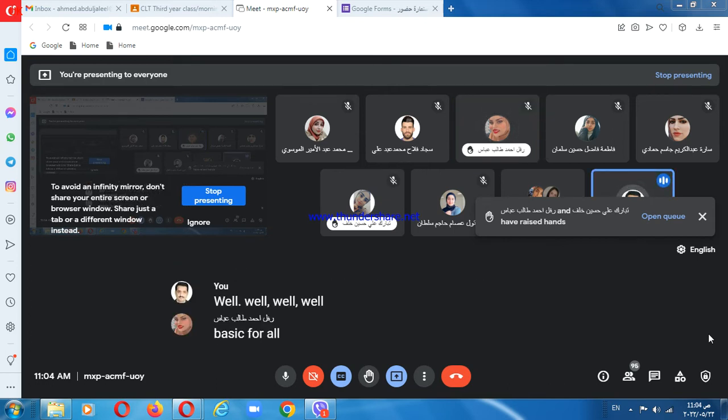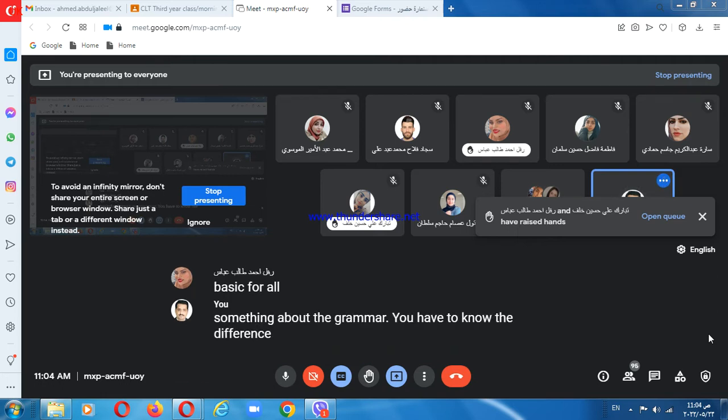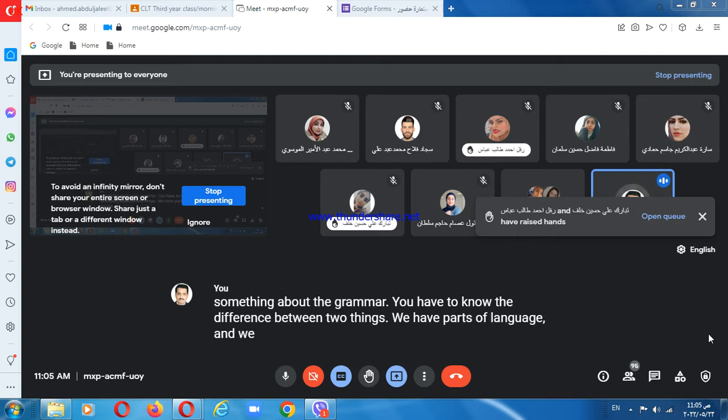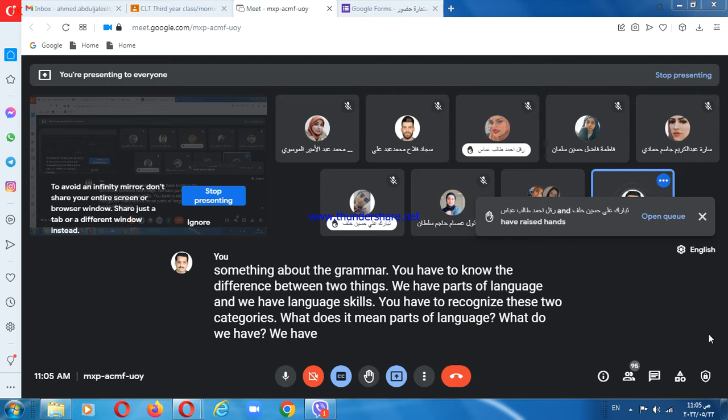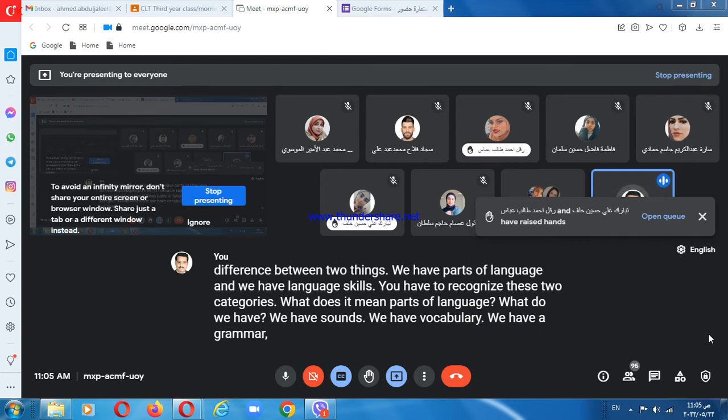Well, you mentioned something about grammar. You have to know the difference between two things. We have parts of language and we have language skills. You have to recognize these two categories. What does it mean? Parts of language, what do we have? We have sounds, we have vocabulary, we have grammar, and we have meaning. These are parts of language, okay.